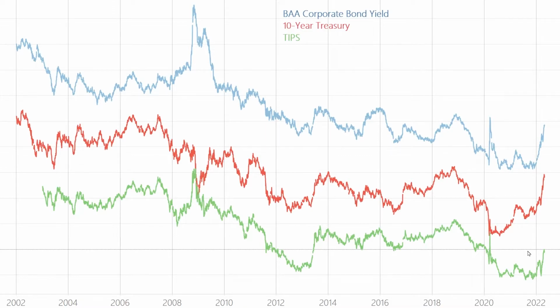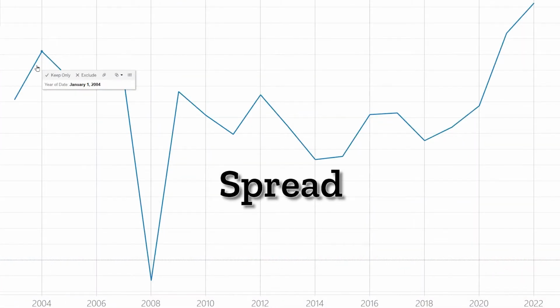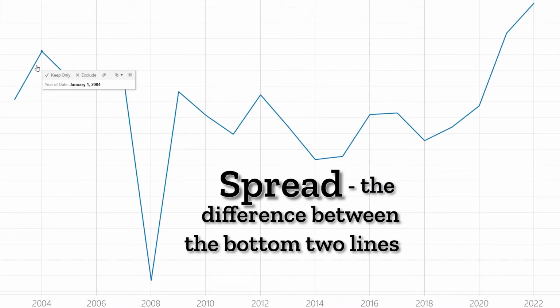So we're going to make this a little simpler, because I know there are 3 lines there, and I'm asking you to look at the spread between the red line and the green line, what that difference is, and keep track of that. And that's a lot to keep track of. So we've done it for you. You're welcome. We're going back and we're seeing this is the spread. This is the difference between those bottom 2 lines.